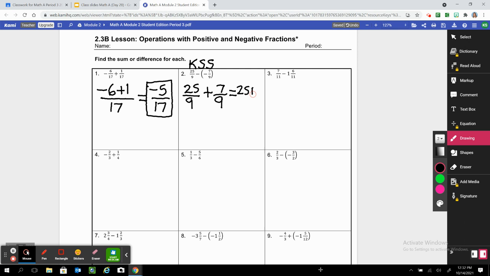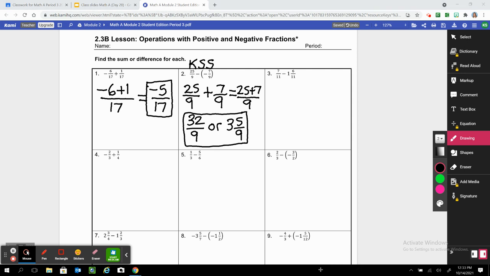So I'm going to add together my numerators, 25 plus 7, and I keep the denominator the same, 9. So I get 32 over 9, or 3 and 5 ninths. Either one of these is perfectly acceptable because I know that I have reduced it to its simplest form: 3 and 5 ninths, 5 and 9 have nothing in common, so I can't reduce that anymore.